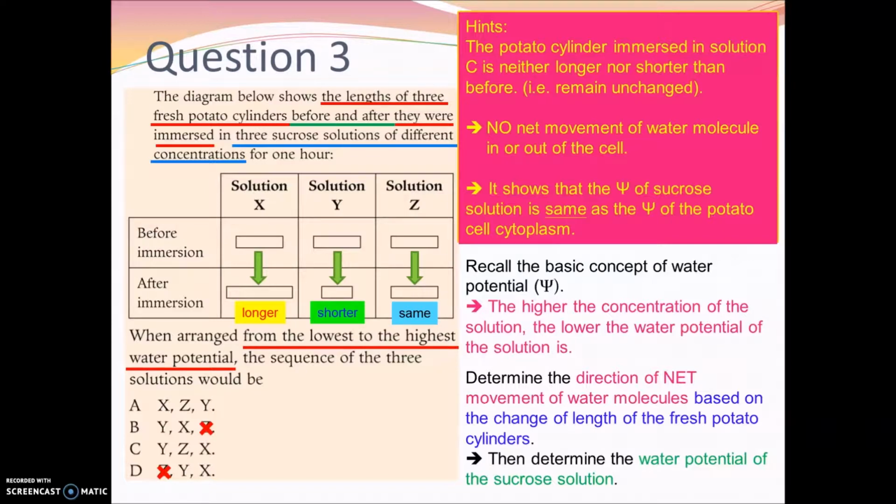Okay, so that's question 3. So for answer A or answer C, you tell me the final answer.